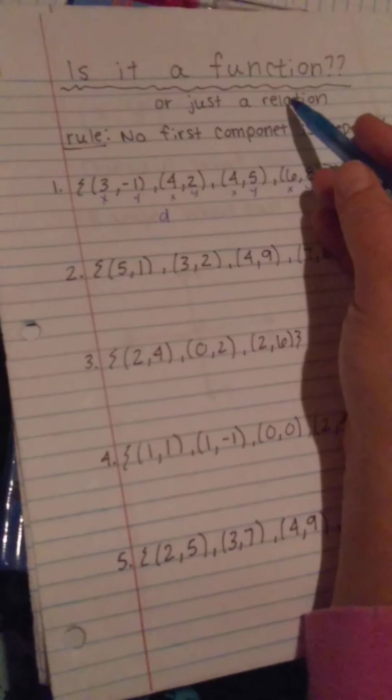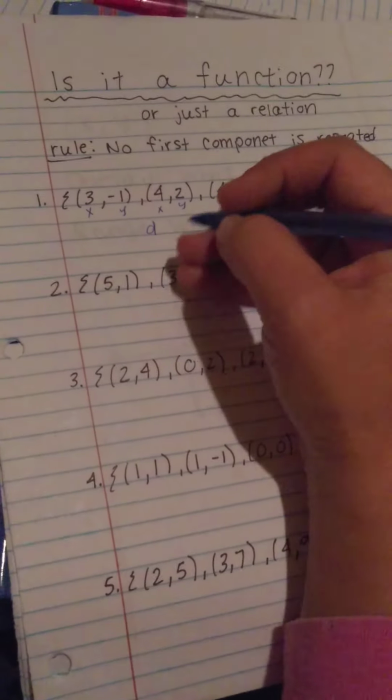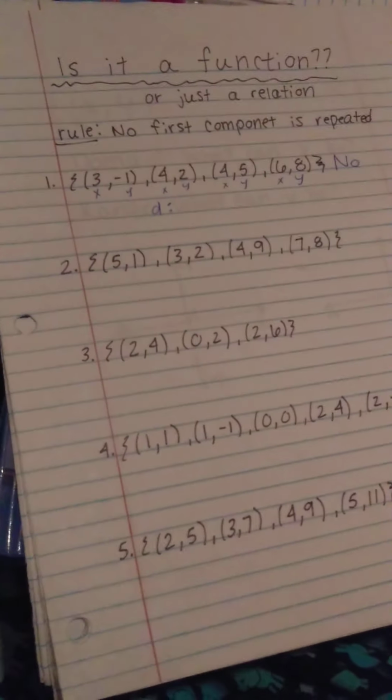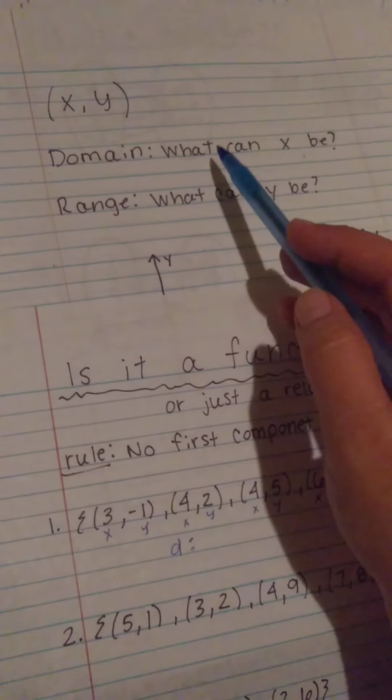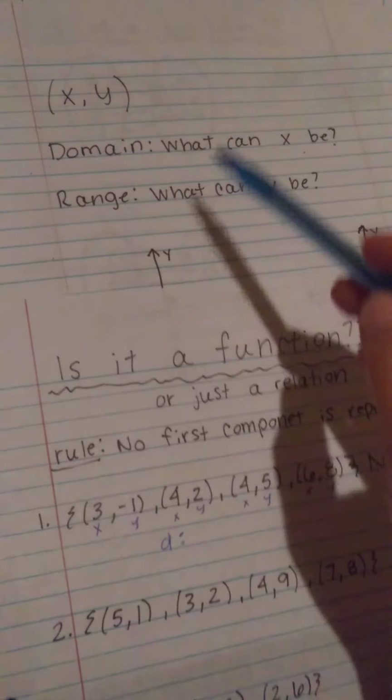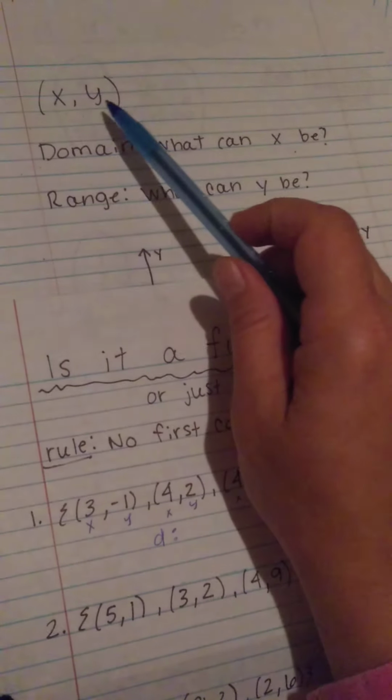Now, what's the domain? Even though it's not a function, it's still a relation. So the domain, I wrote it right here. The domain means what can x be? What can this number be? The range means what can y be?